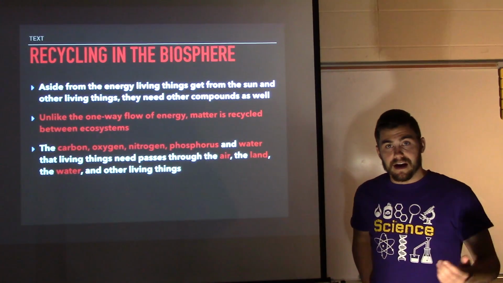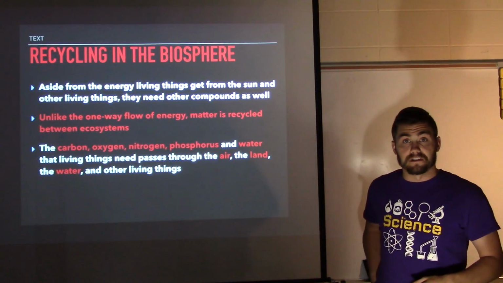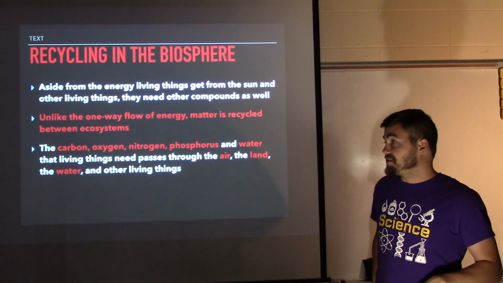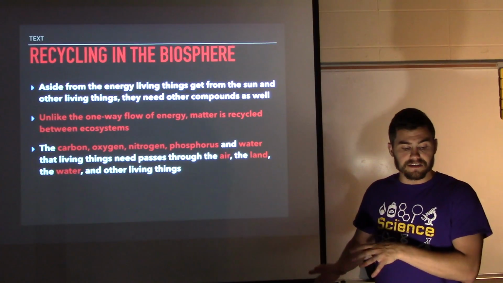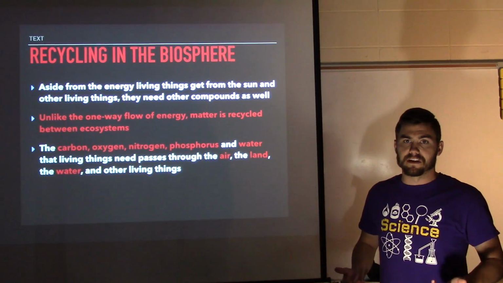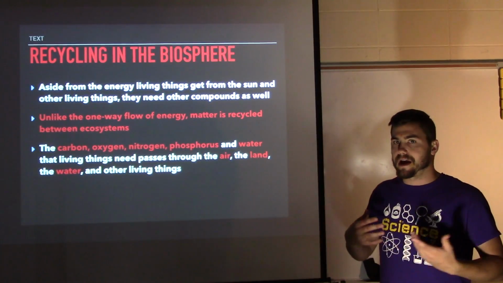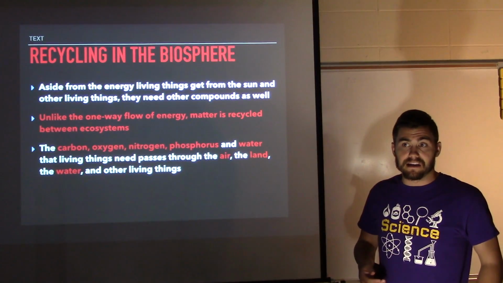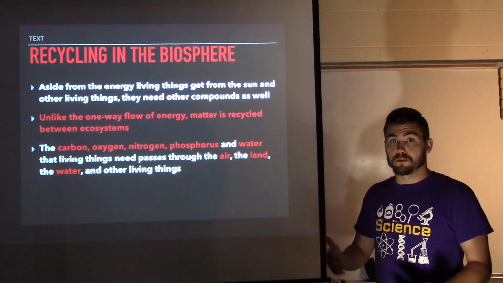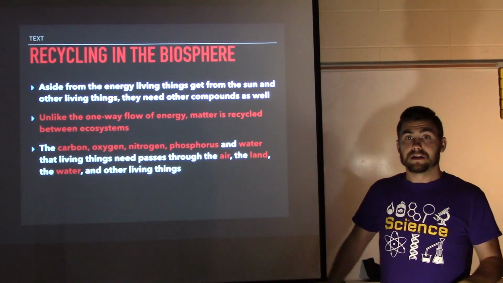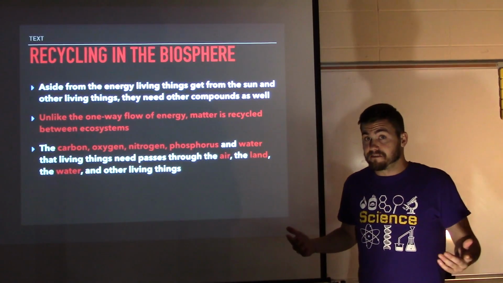The carbon, oxygen, nitrogen, phosphorus, and water that living things need passes through the air into the land, into the water, and amongst other living things. There are atoms and molecules in your body that were part of the living tissue of a plant, a dinosaur, an amoeba, a bacteria, many, many, many millions of years ago.